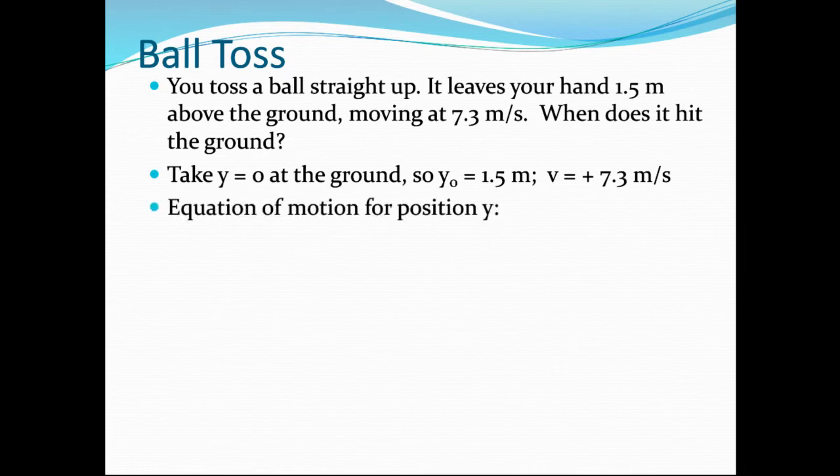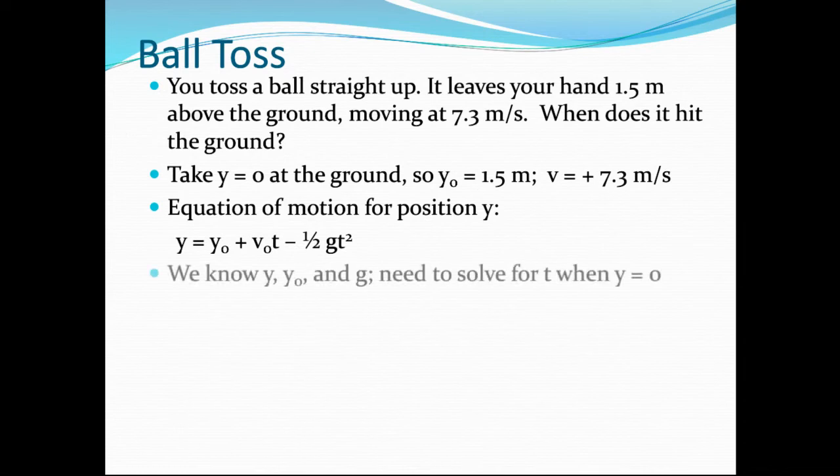So the equation of motion for the vertical position, we'll use y equals y naught plus v naught t minus 1/2 gt squared. And we know these values, we know what g is. We know what the initial position is. We also know what the final position is going to be. What's the final position? Well, the ground, right? We need to solve for t when y equals 0. We want to know, when does it hit the ground? Let's do that.